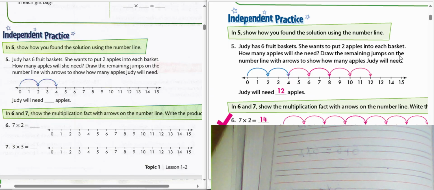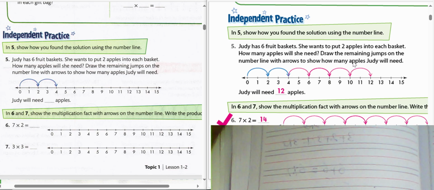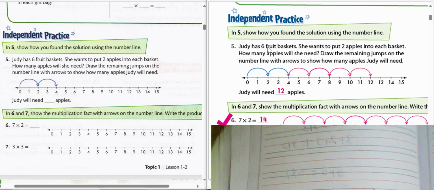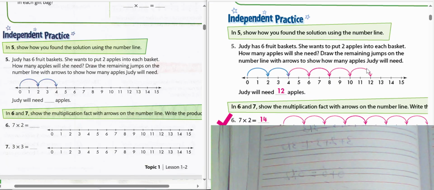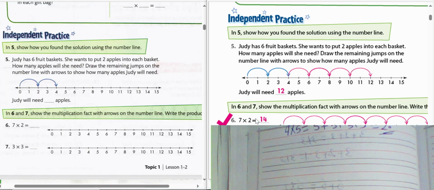Draw the jumps on the number line with an array to show how many apples Judy will need. Start from 0, and the repeating will be 6. Start from 0 going to 2, 1, 2, 3, 4, 5, 6. Then the answer here will be 12. Judy will need 12 apples, right? 12.